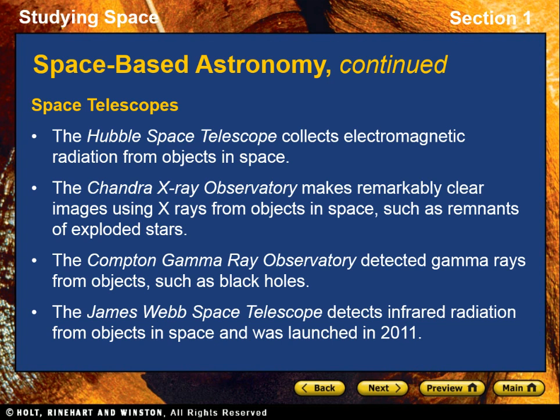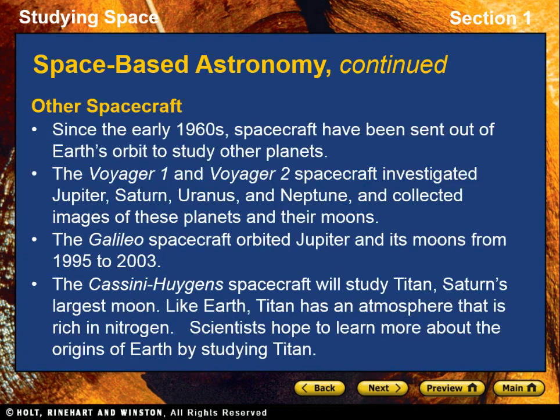The Compton Gamma Ray Observatory is no longer in space, but it detected gamma rays from objects such as black holes. The Spitzer Space Telescope was launched in 2003 to detect infrared radiation. The James Webb Space Telescope, launched in 2011, detects infrared radiation from objects in space.